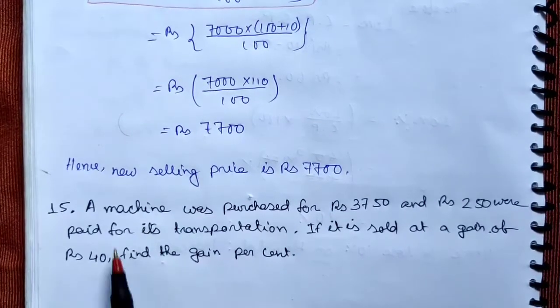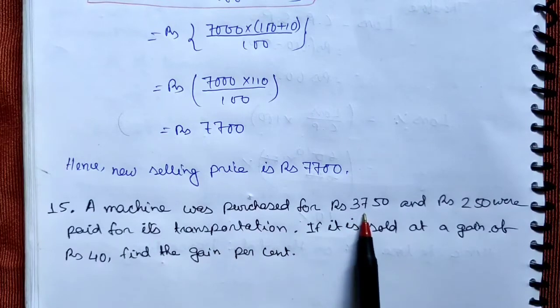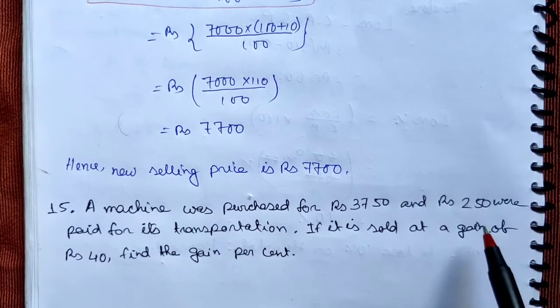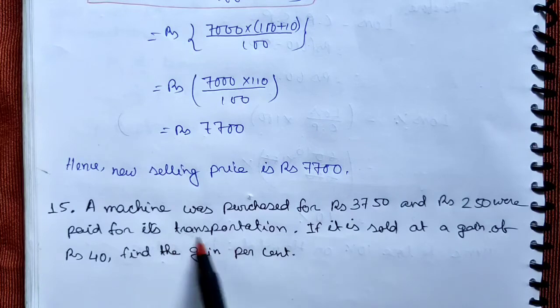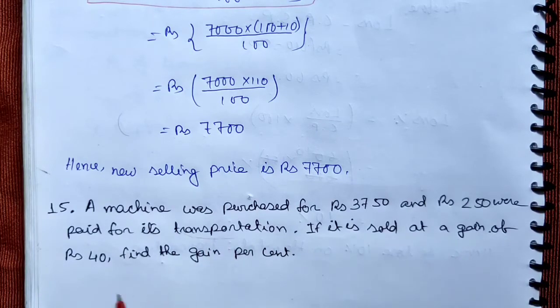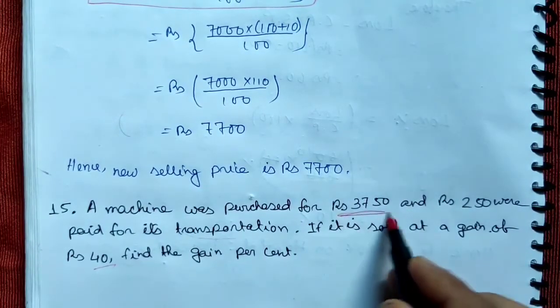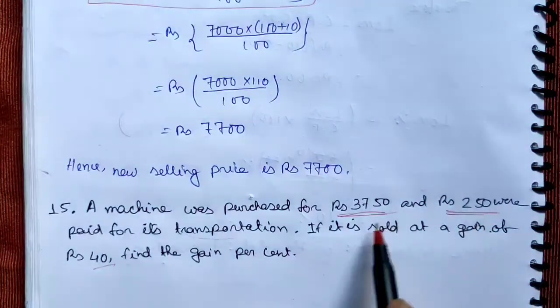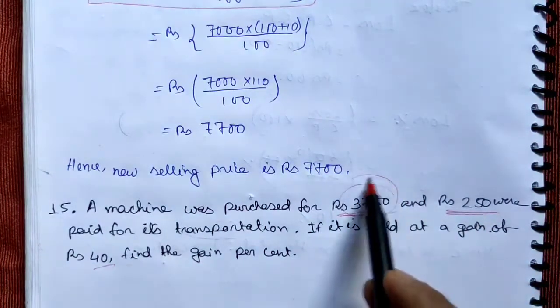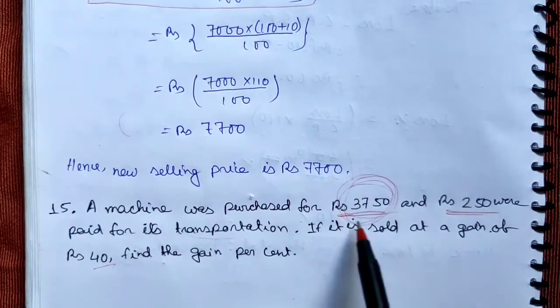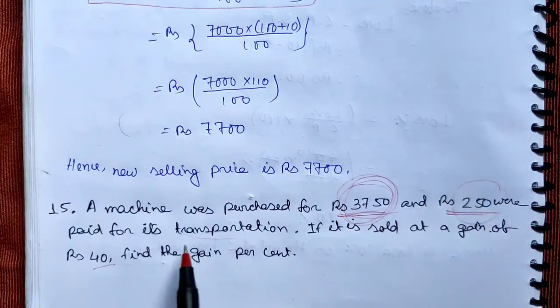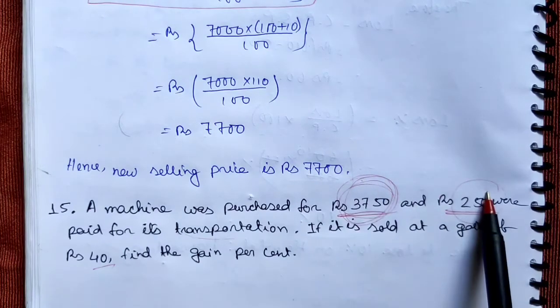So here the question is, a machine was purchased for rupees 3750 and rupees 250 were paid for its transportation. If it is sold at a gain of rupees 40, find the gain percent. Look, this is the cost price. CP of the machine includes this, because a merchant purchased this machine with this amount, and this amount was paid for transportation. So what was the total amount he paid for this machine? This plus this, isn't it?